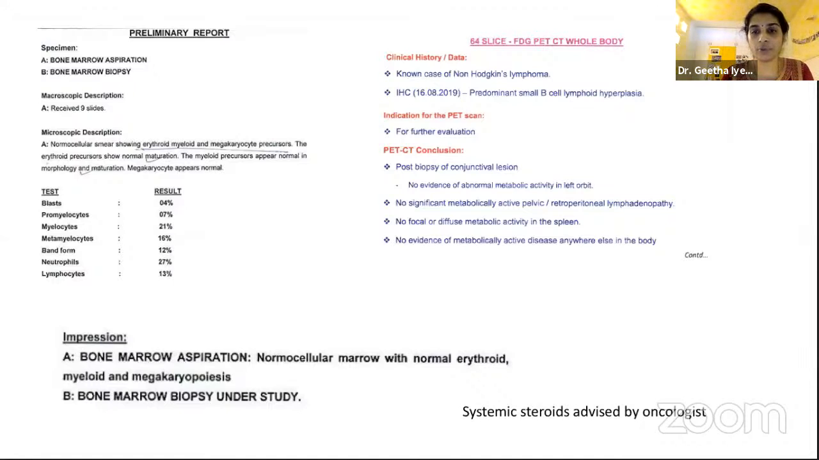And then this patient was kept only on... We went back to remove the lesion to the maximum extent that we could, and then the patient was kept on systemic steroid therapy by the hemato-oncologist for a period of 6 months.